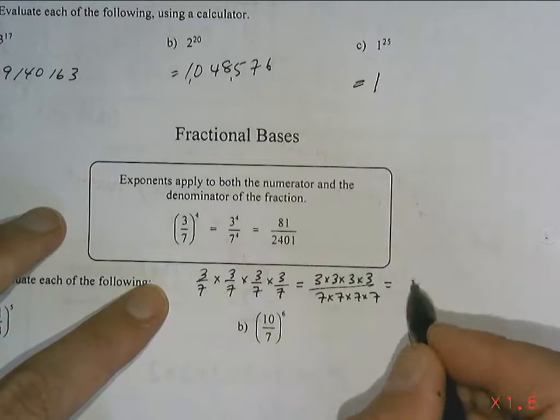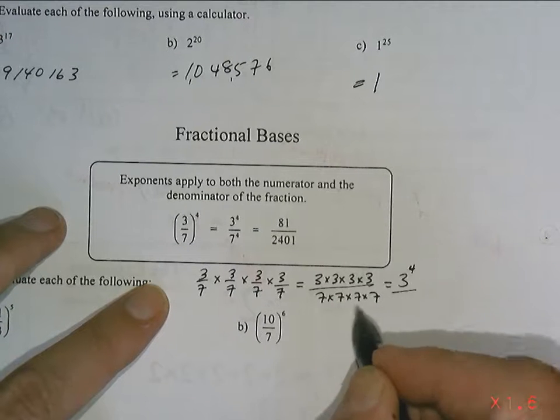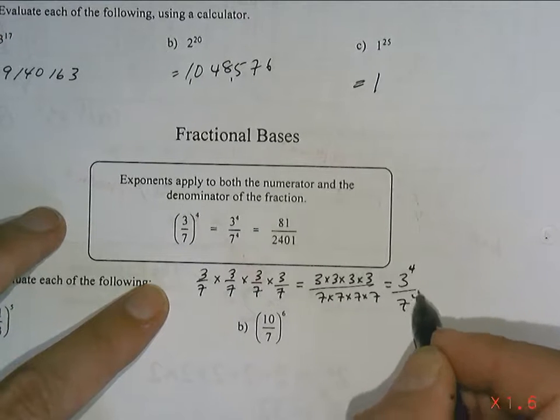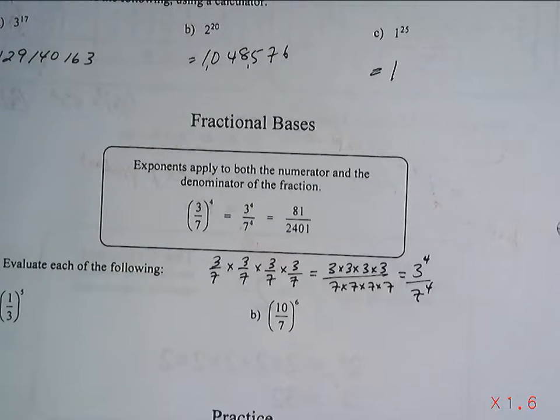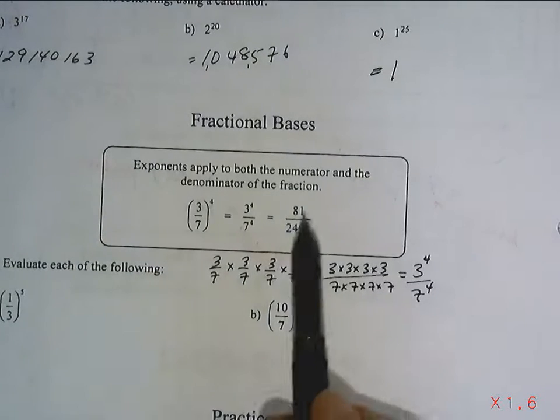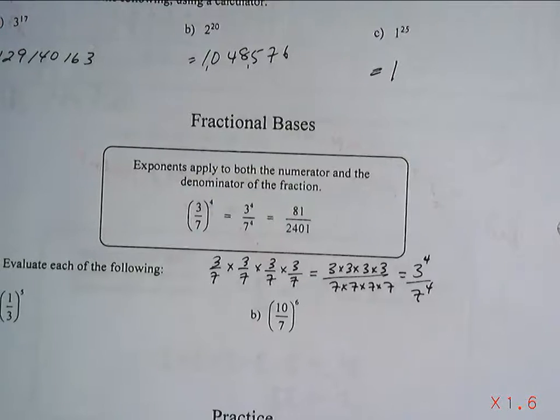Well, using exponents on the top, you got 4 3s. Using exponents on the bottom, you got 4 7s. So it's 3 to the 4 over 7 to the 4. And if you work those out on your calculator, you came up with 81 over 2,401. That's the way that works.